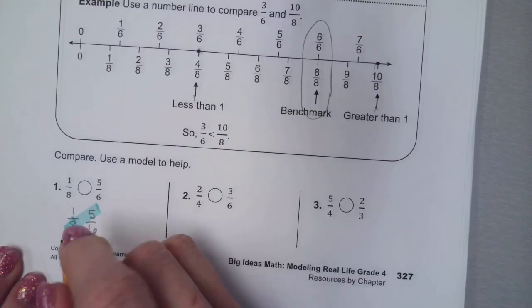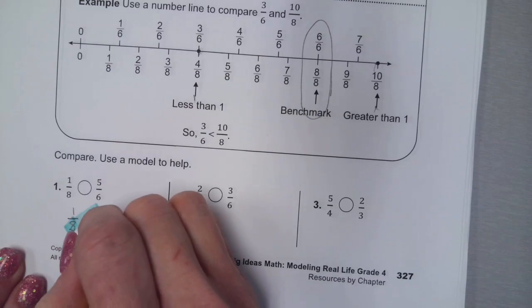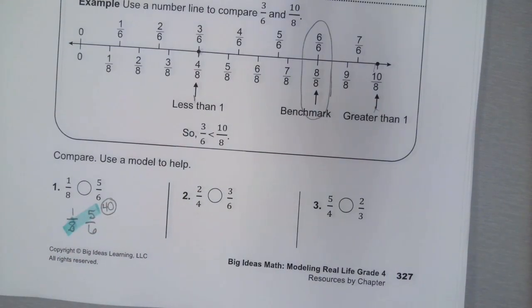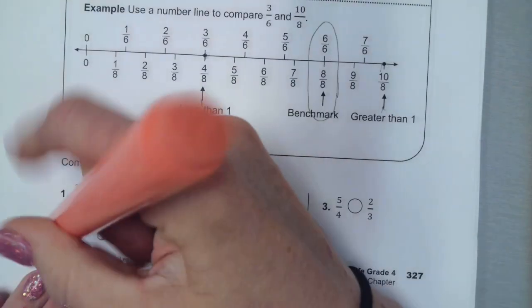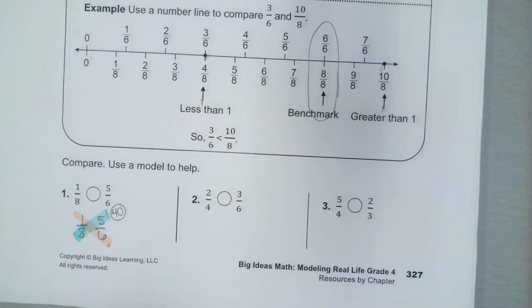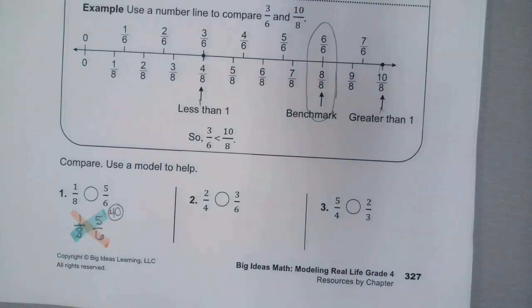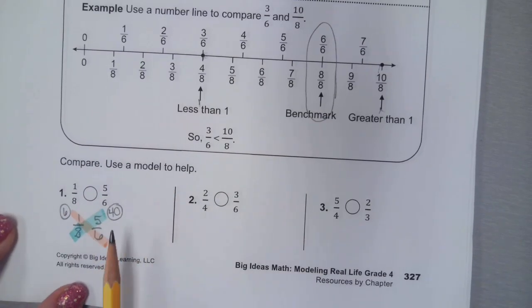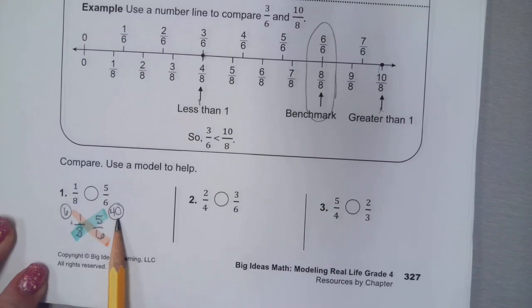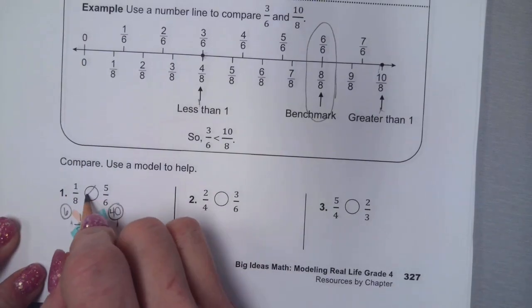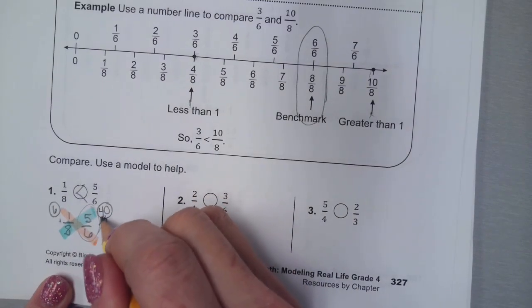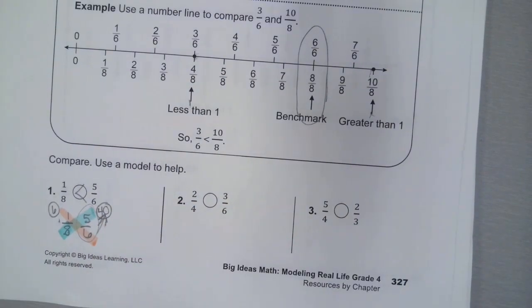What is 8 times 5? 8 times 5 is 40. I'm going to circle that number. Now I'm going to multiply diagonally 1 times 6. Now, which number is bigger? 6 or 40? 40. So that means that the alligator mouth is going to eat the 5/6 because that's the side that 40's on.